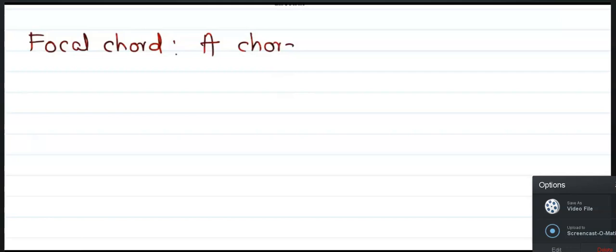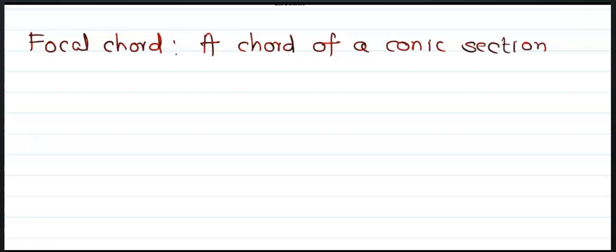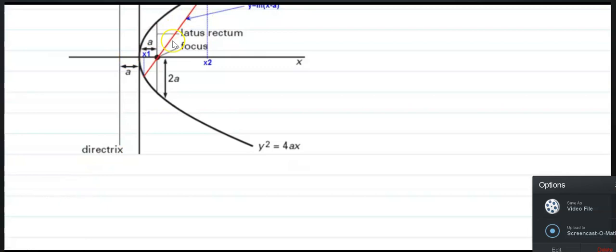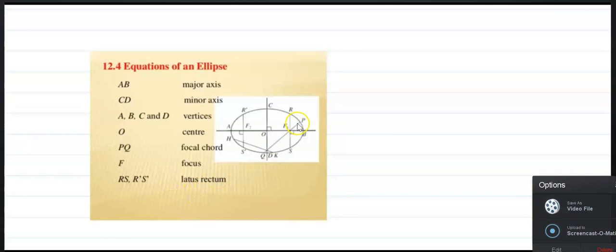A chord of a conic section passing through its focus is called a focal chord. Now see, this here is also a focal chord. This is the focus, and that chord passes through the focus of that parabola. Here is also the focus, and if we see this PQ, this is the ellipse, and this chord passes through the focus of this ellipse. Therefore PQ is called the focal chord.